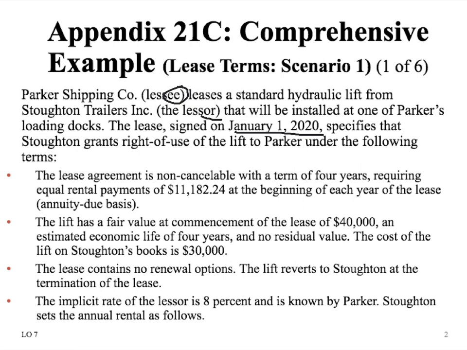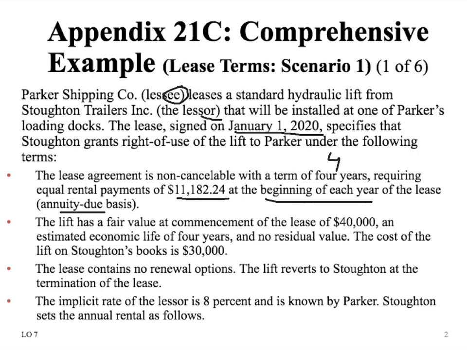The lease agreement is non-cancelable with a term of 4 years, requiring equal rental payments of roughly $11,000 at the beginning of each year. In this case, we will be working on an annuity due basis. The lease started as of January 1st, and in the beginning of each year, we will be making a payment. Be careful, you might have a lease that was signed on December 31st, 2020, and if the payment occurs right away on that same day, even though it's the end of the year, it will be considered annuity due as well.